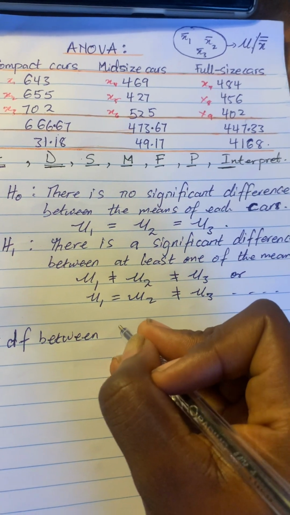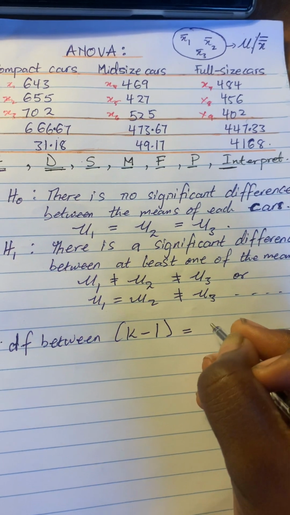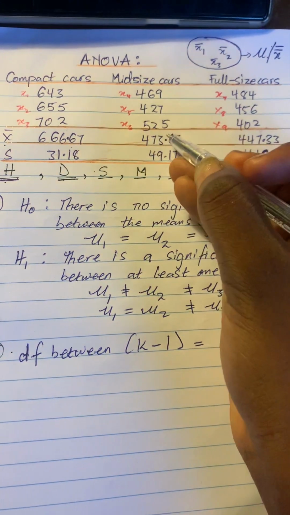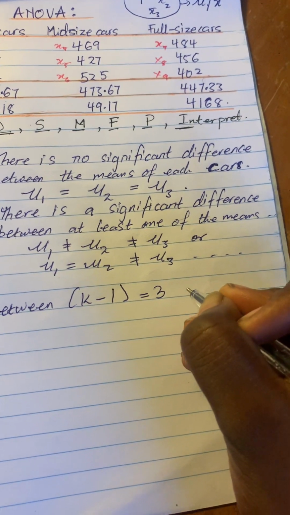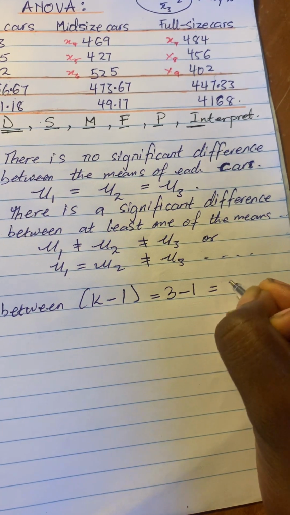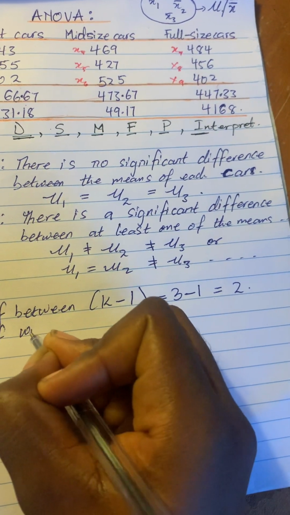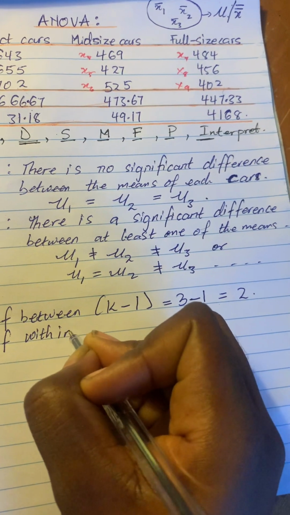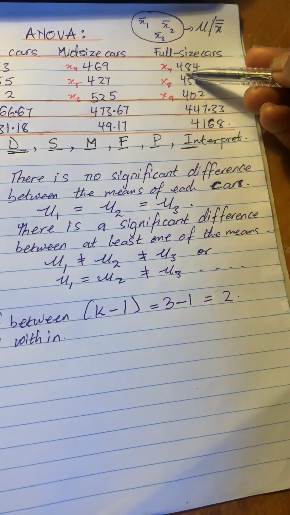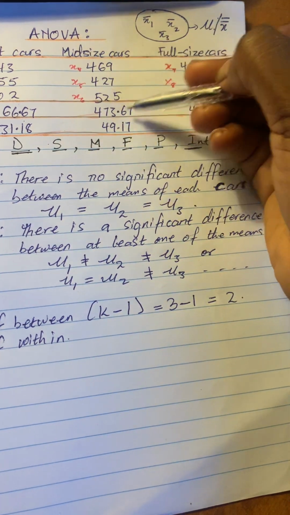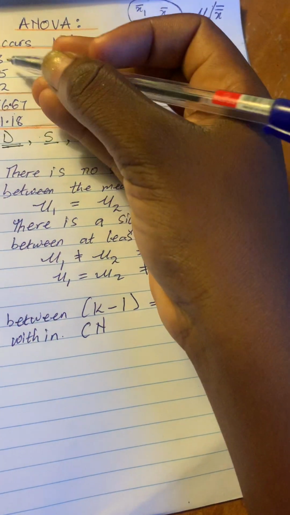With the degrees of freedom between group 1, group 2, group 3, we have K. K stands for groups, where K minus 1 will be the degrees of freedom. The number of groups is 3, so it will be 3 minus 1. So K minus 1 will be 3 minus 1, which is equal to 2. Then we have the degrees of freedom within the groups.